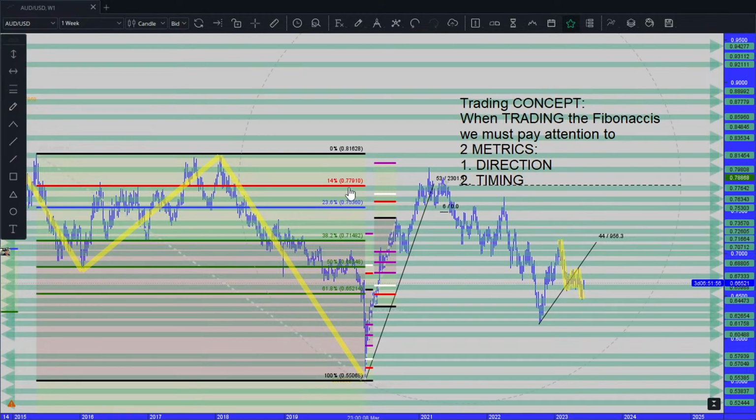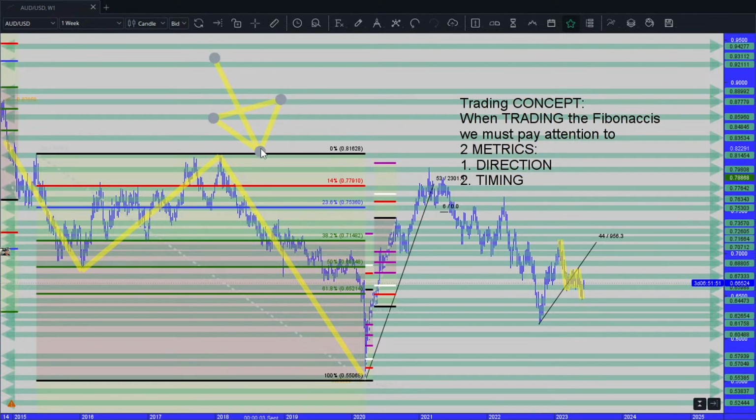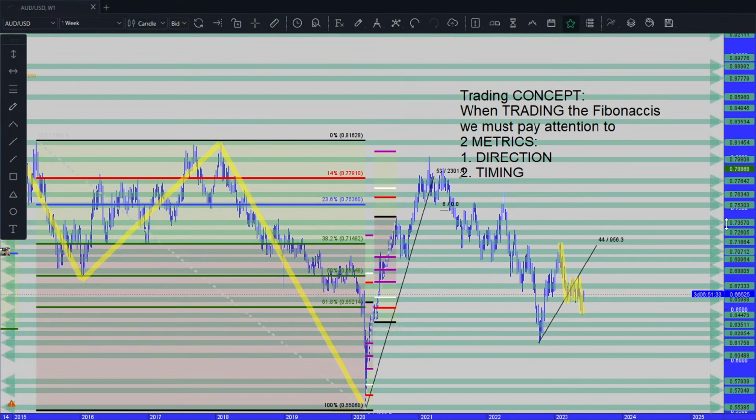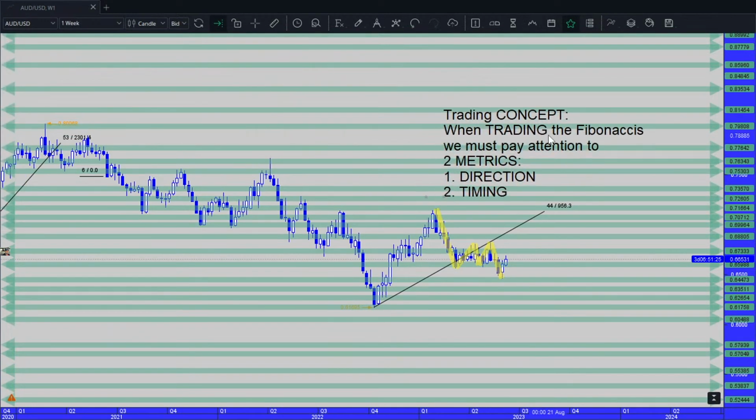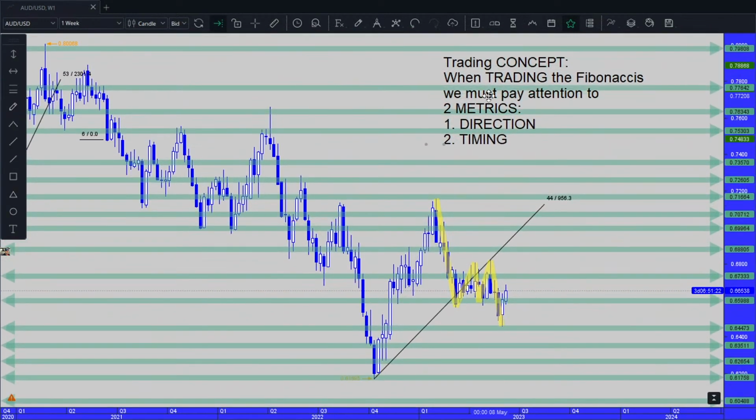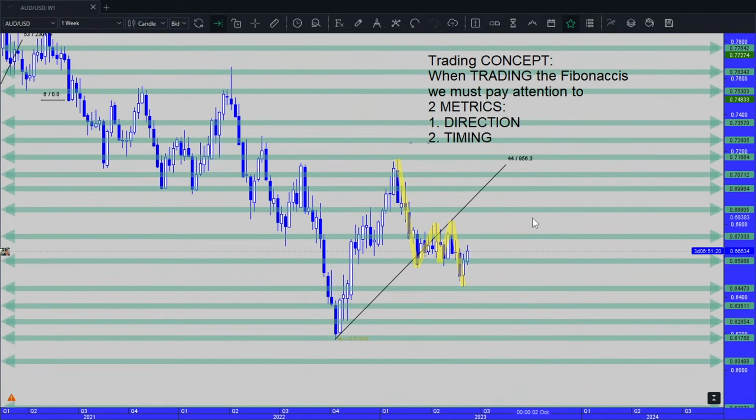Most patterns, you could be right on the direction. Oh, the original Fibonacci on the weekly chart is down. And it's true, but if you enter short at the wrong time, the market is going to stop you out. Does this make sense to everybody? Timing. Traders, you need to learn about timing, not just direction. Understanding patterns is not that difficult.